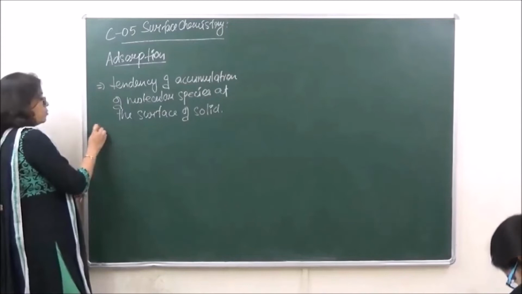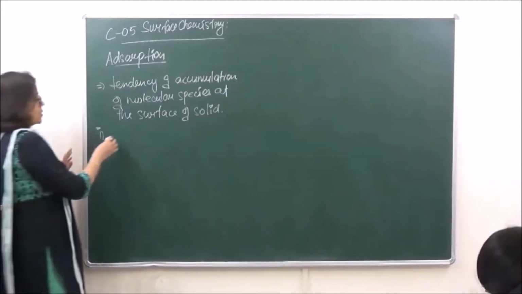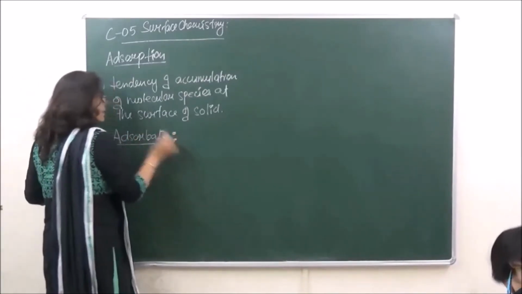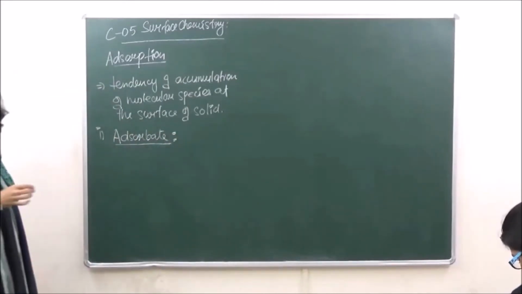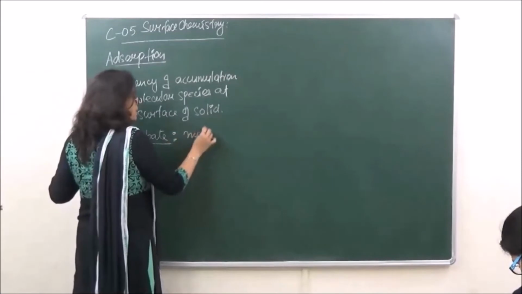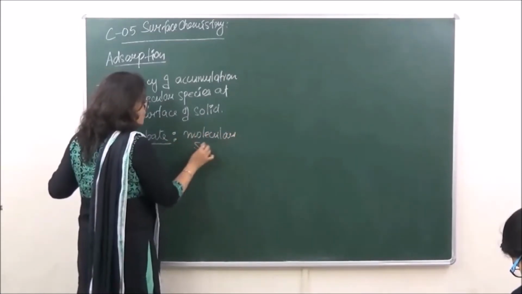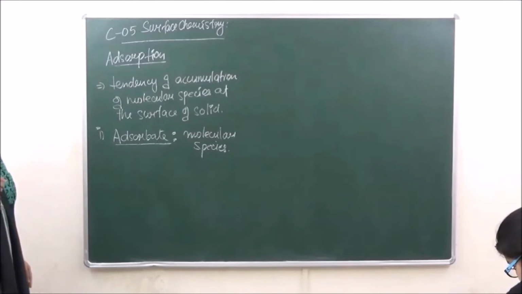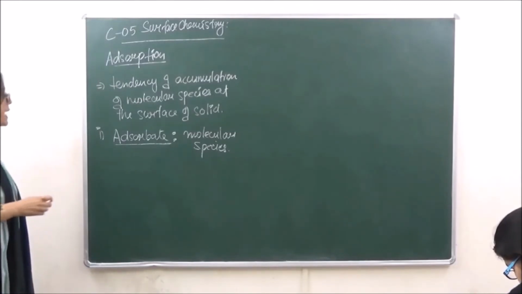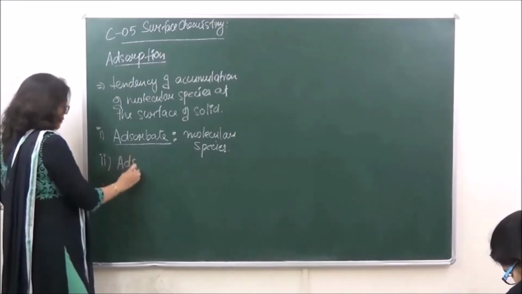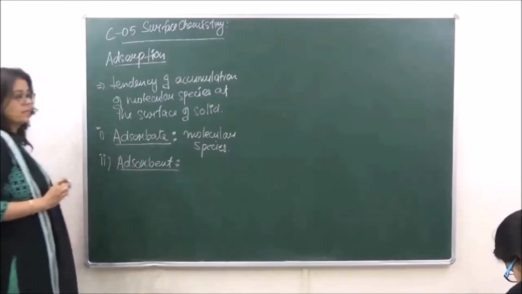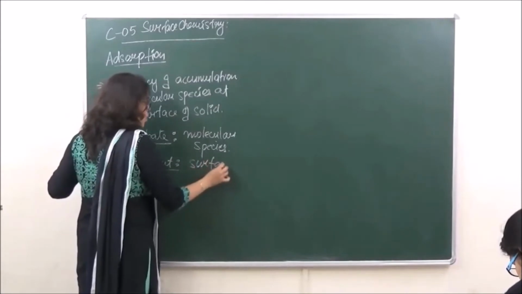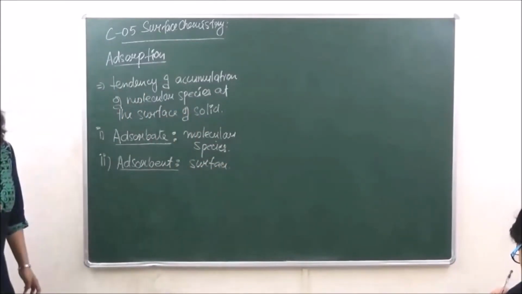Right? In adsorption, we are going to study two terms further. The first one is adsorbate. What is adsorbate? It is the molecular species which is getting adsorbed, or which is getting accumulated on the surface. And the second one is adsorbent. What is adsorbent? Adsorbent over here is the surface on which the process of adsorption is taking place.